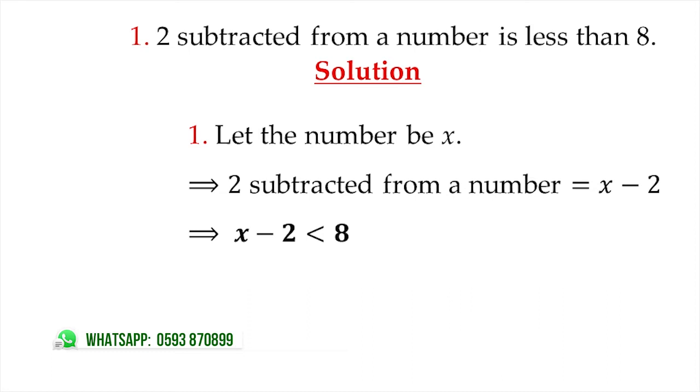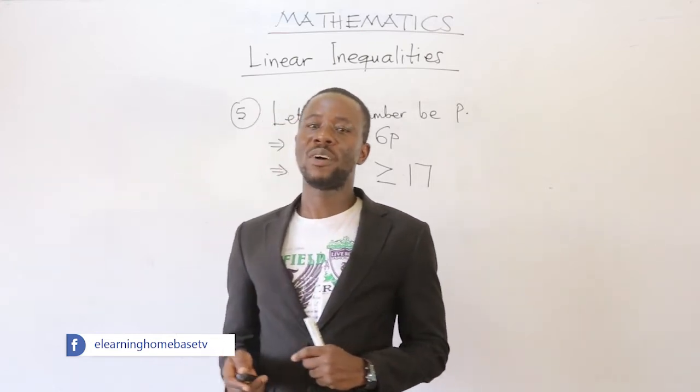So 2 subtracted from a number is the same as x minus 2. So this x minus 2 is less than 8. That's what it means. So 2 subtracted from the number is less than 8. So I use the inequality sign less than here. So x minus 2, the less than symbol, less than 8. Hope you got it right. Good. Kudos. Let's move on to number 2.